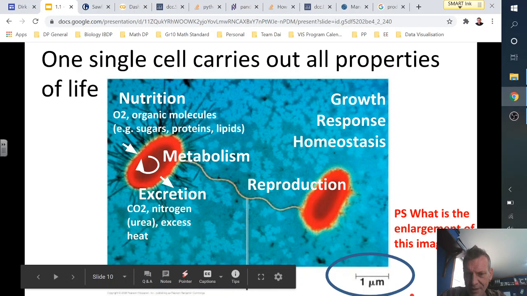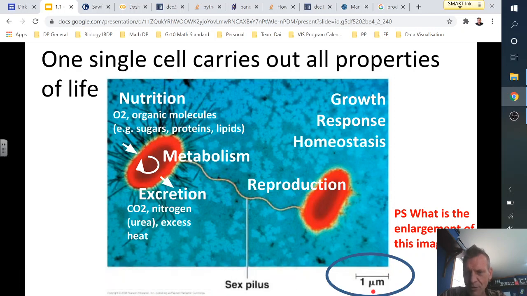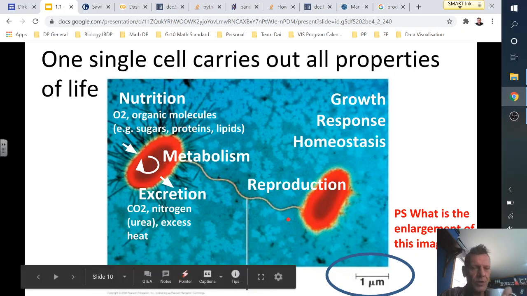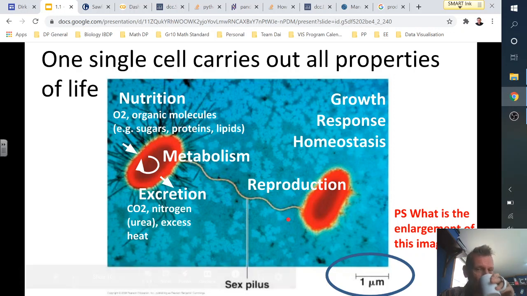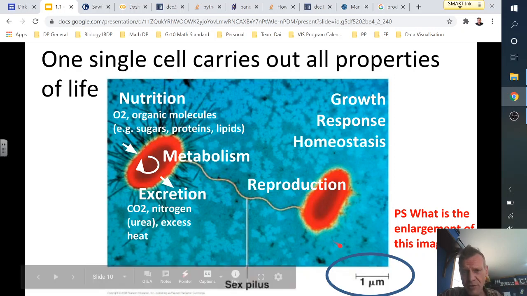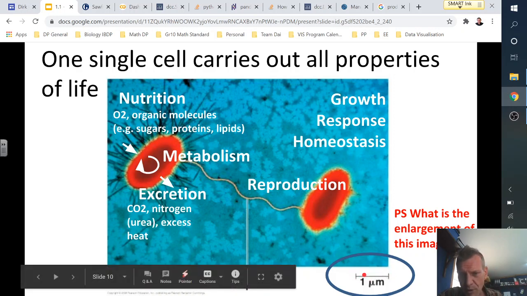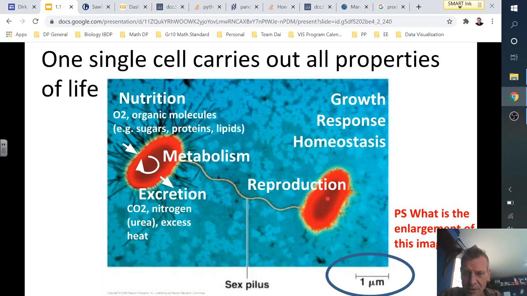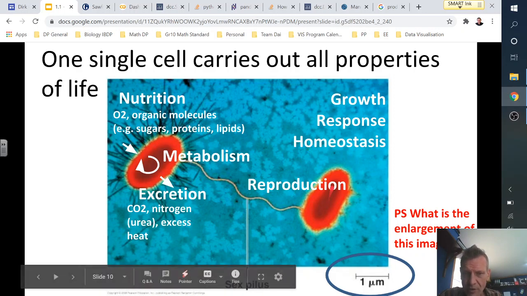This here reads as 1 micrometer, and the question is, what is the enlargement of this image? You need to be able to do those calculations. There's a bit of mathematics there. Now, the indicator here sort of means that if this is 1 micrometer, this bacterium here is about 2 micrometers long. But how much has this been enlarged to see it to this extent?